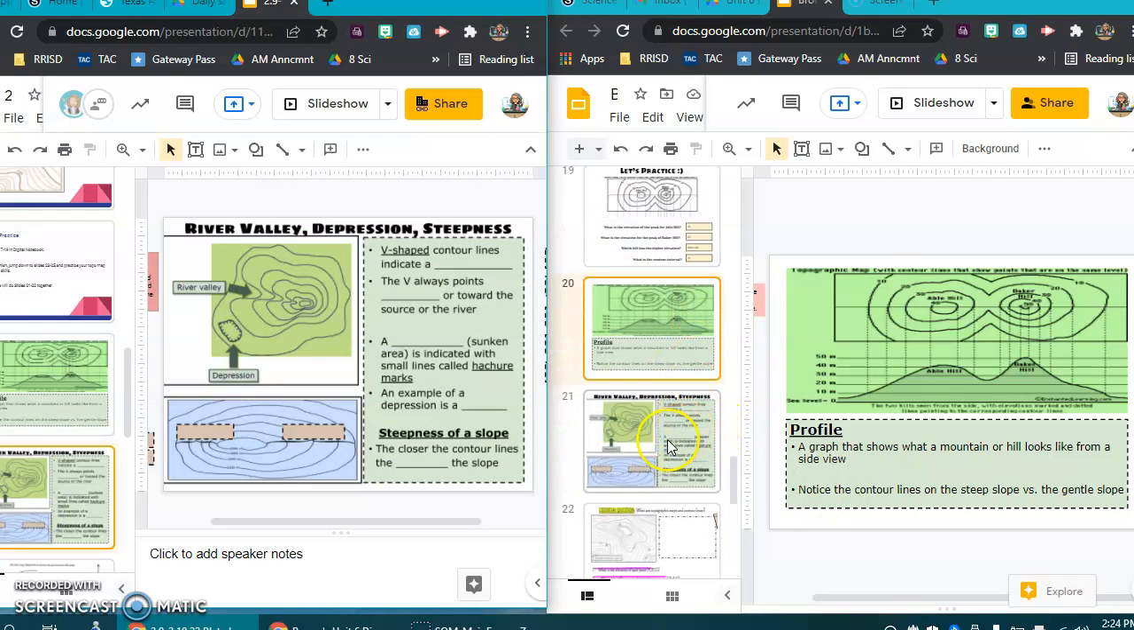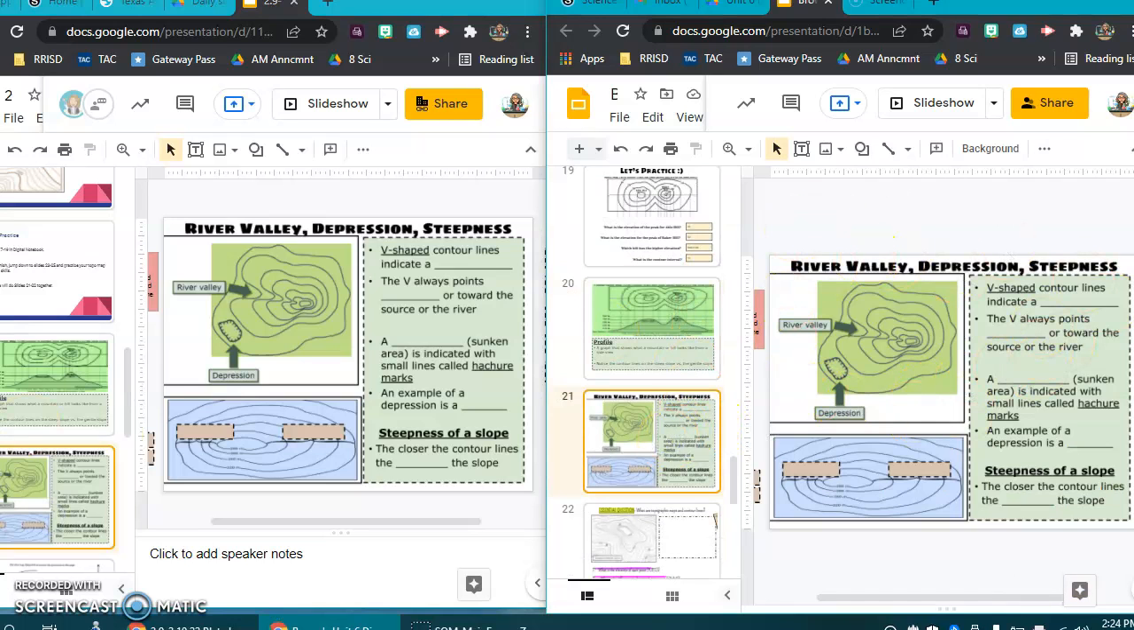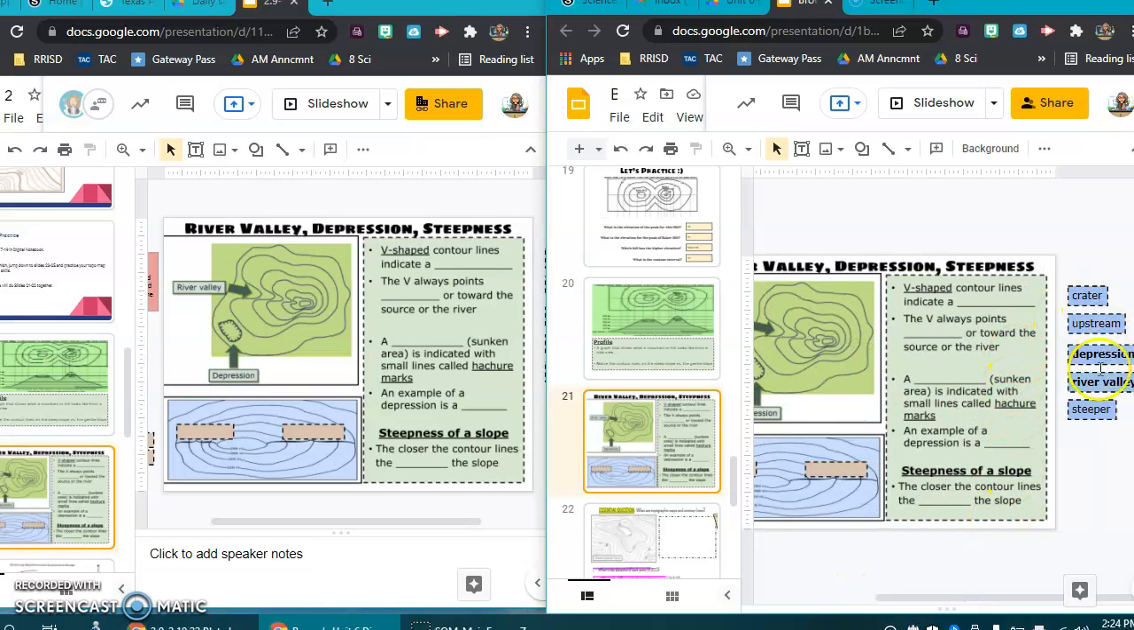So on this slide here, we want to look at this and say, well, what's here? Well, a V-shaped contour line indicates a river valley, and that starts here and goes down. Kind of think about it as if you dumped over a bottle of water. The water doesn't necessarily shoot out in a straight line and stay in a straight line. It kind of creates a V. So that's a river valley. And the V always points upstream to the water source, toward the water.